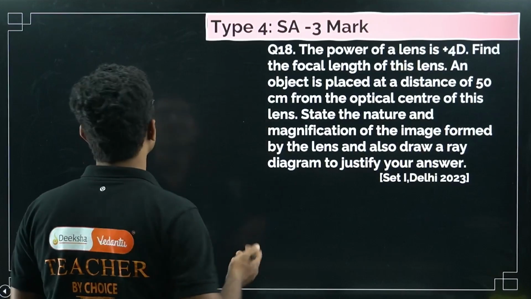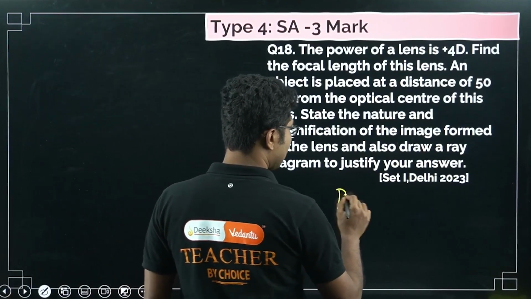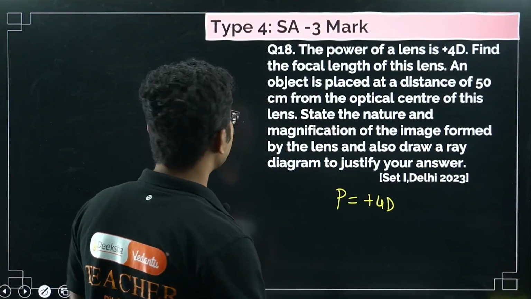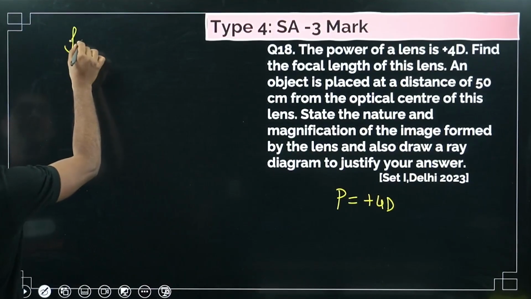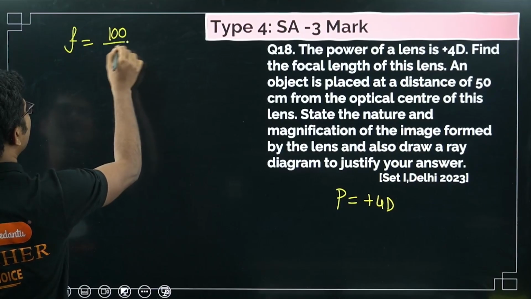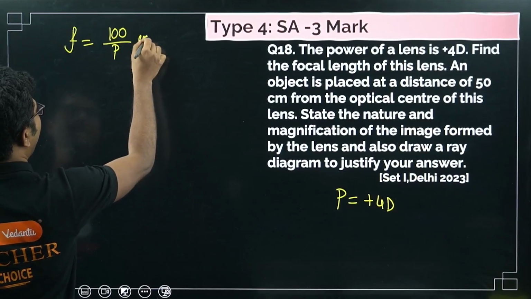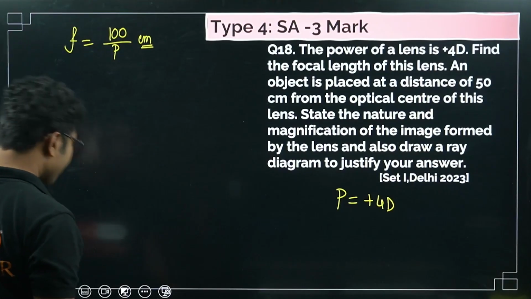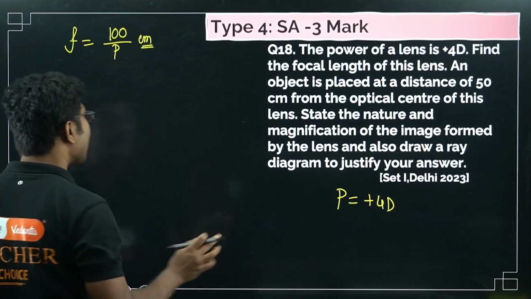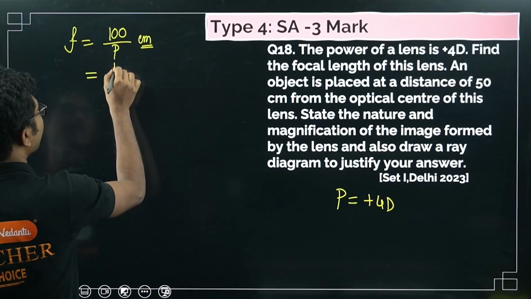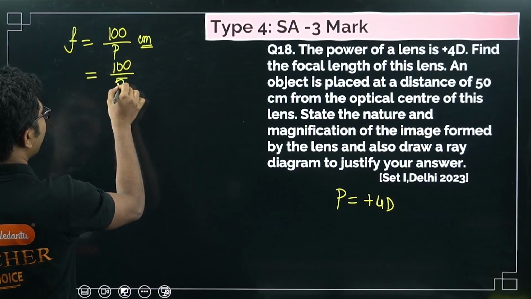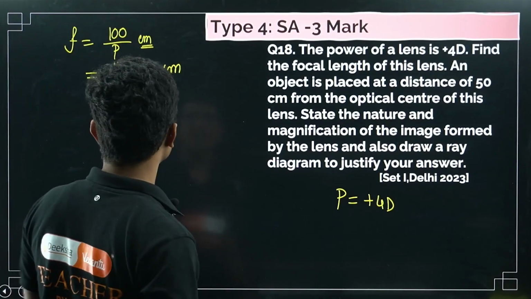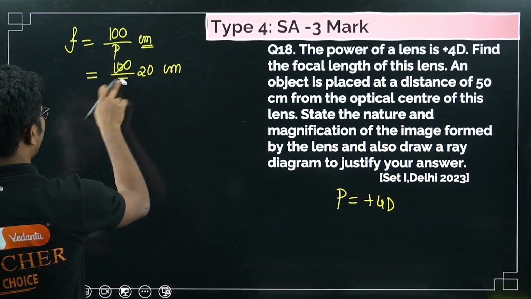The power of the lens is given. Power is obviously plus 4d. Okay, so find the focal length of the lens. Focal length, we know that focal length is 100 by d in terms of centimeter. So when you are using this, you have to use this unit here. Okay, if you are using 1 by p, then you have to use the unit of meter there. Okay, so 100 divided by 5, okay, 20 centimeter. Sorry, my mistake. It is not 5, it is 4.